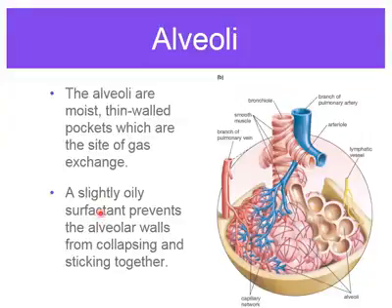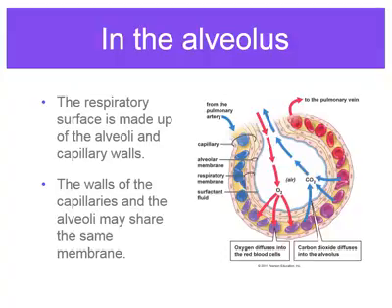They said that it is an oily surfactant that prevents the alveolar walls from collapsing and sticking together because they are very small and there are so many. As you see, they are empty from inside, they are hollow. Here is the air. It enters into the alveolar sacs and then it moves to the blood, and we are going to explain how this happens.